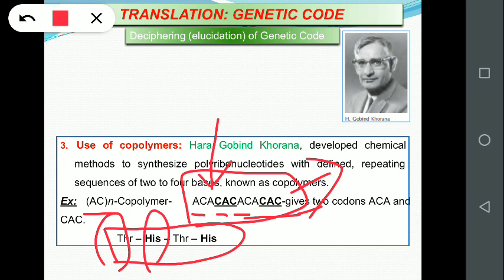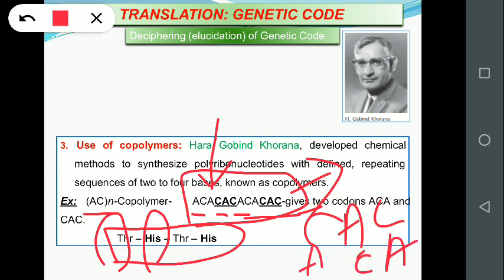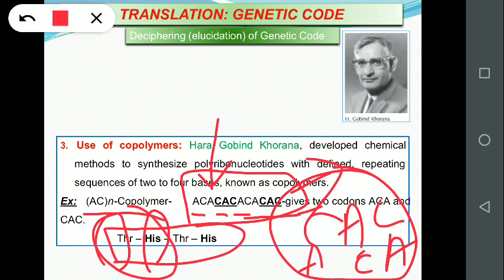So that means these two codons, the first codon is CAC and the second codon is ACA. We know that only two codons are possible in the mRNA, and the corresponding peptide has only two amino acids, threonine and histidine. So these two codons are coding these two amino acids, so there is no confusion at all. CAC may code for threonine or histidine, and in the same way ACA may code for threonine or histidine. Which codon is coding for which amino acid, we don't know in this experiment, but we can simply say these two codons are coding for these two amino acids.